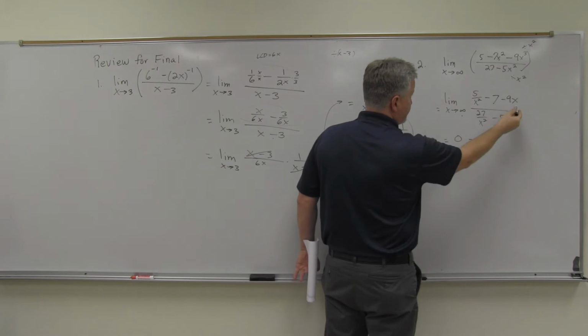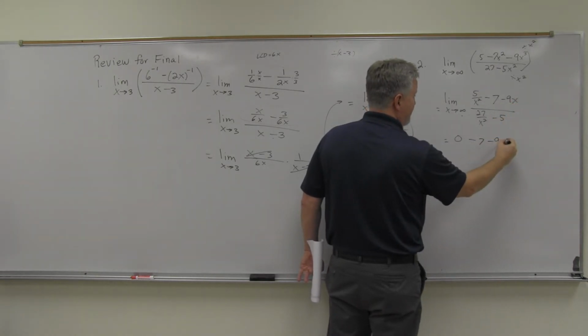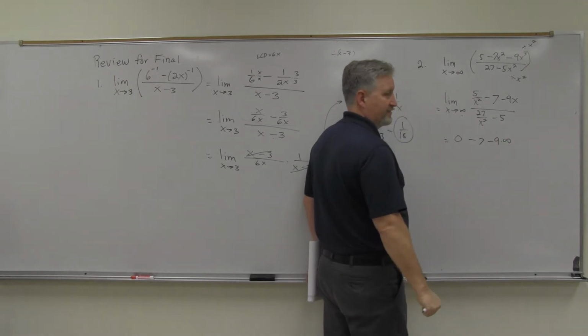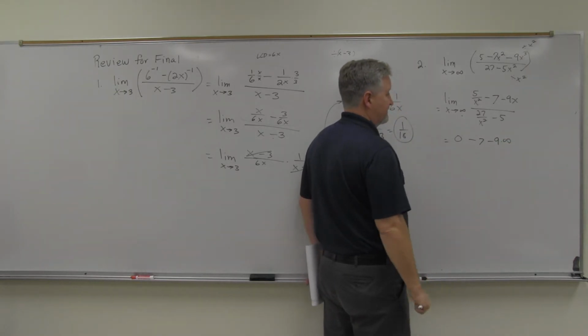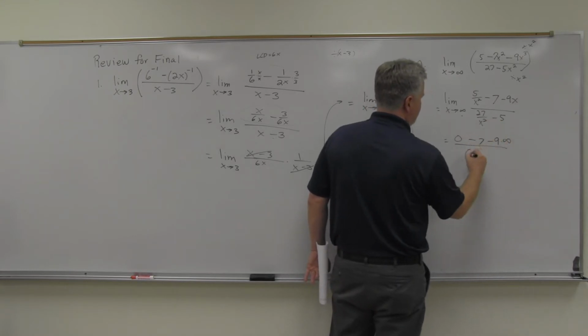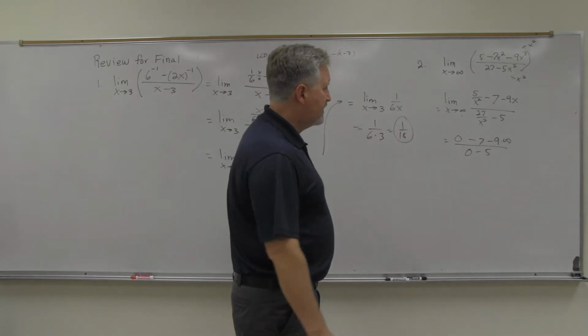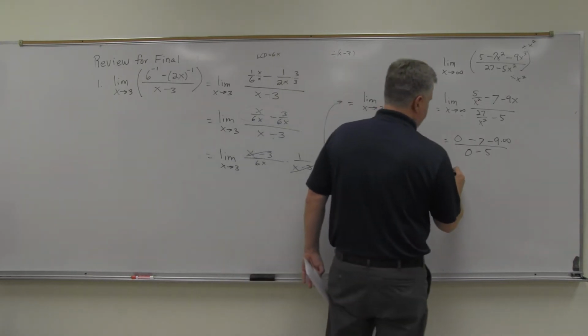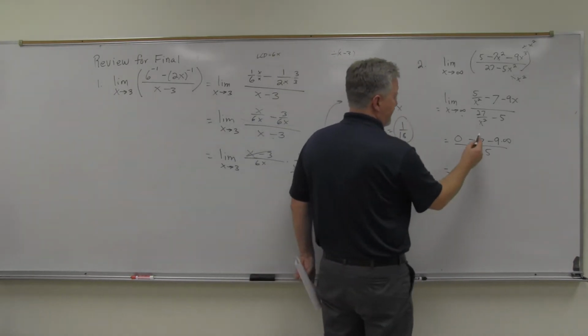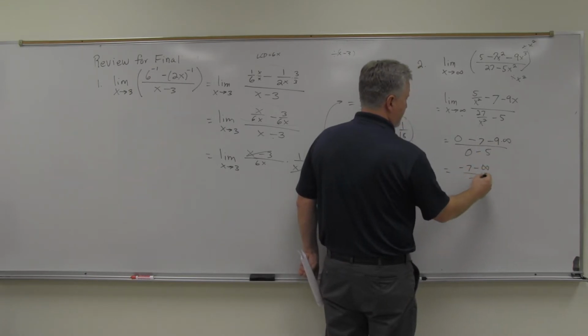Now, this one, I just got minus 9 times x, and so as x goes to infinity, that's negative 9 times infinity. We'll deal with that in just a second. And then 0 minus 5 in the denominator, okay? So, all right, so what I have on top is negative 7 minus infinity, and then on the bottom I've got negative 5.